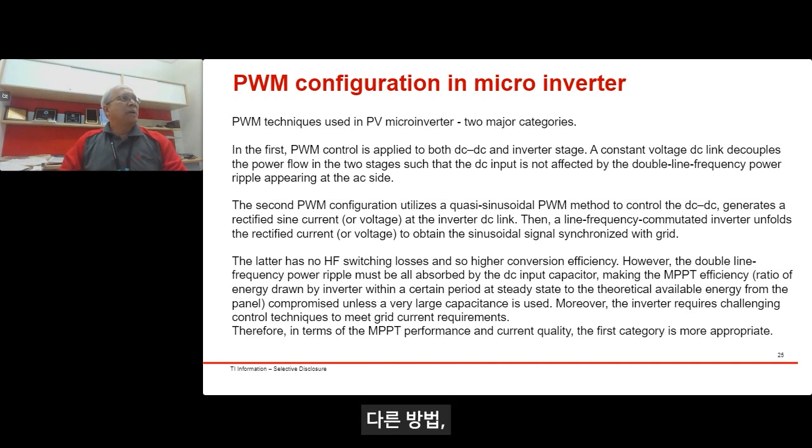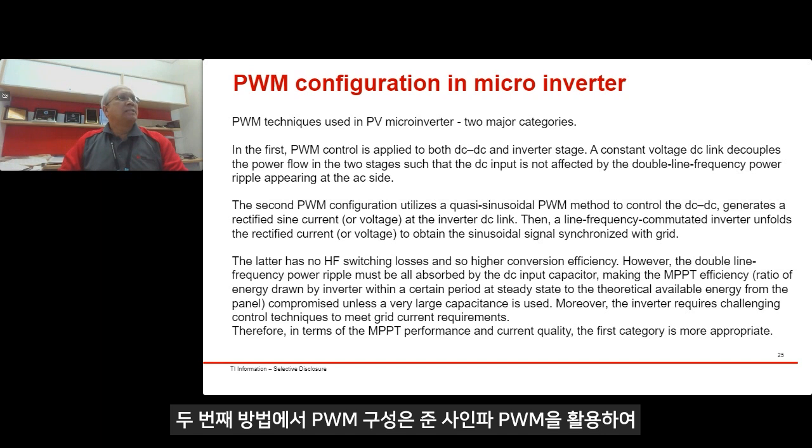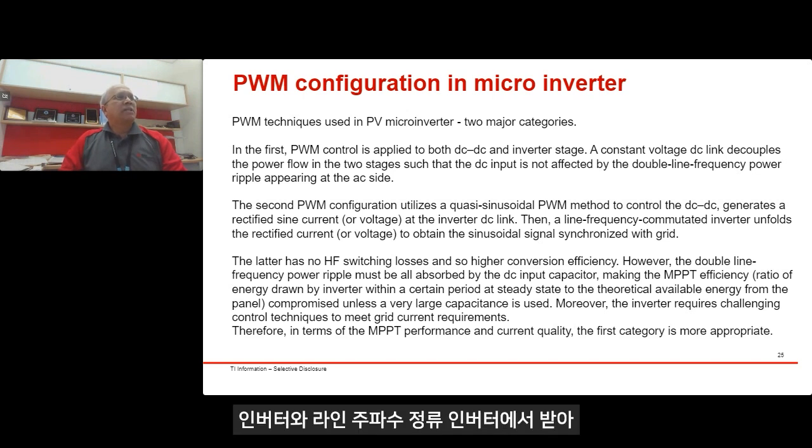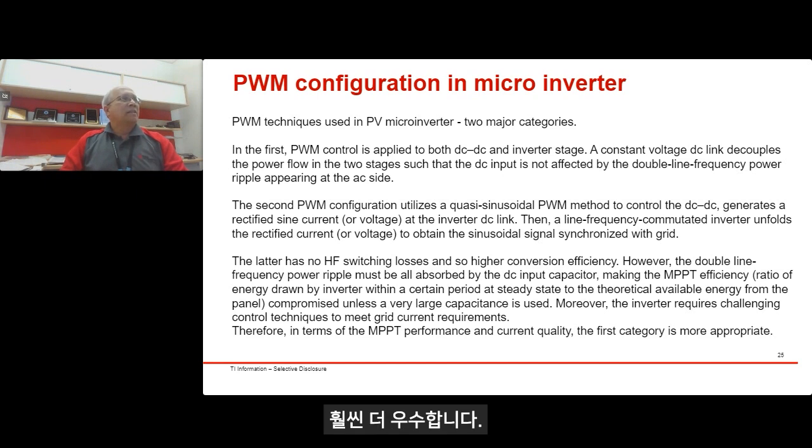The second PWM configuration utilizes a quasi-sinusoidal PWM method to control the DC-DC, and the output of the DC-DC generates a rectified sine current or sine voltage at the inverter link. That rectified voltage is taken by the inverter, and a line frequency commutated inverter unfolds it and creates the AC current. In this case, the inverter is low frequency because it only switches each half cycle of the line to unfold the rectified current. So efficiency in this case is much better than the first case.